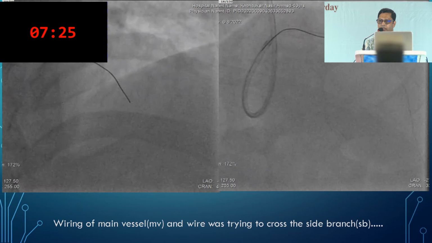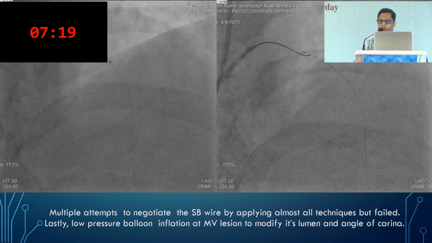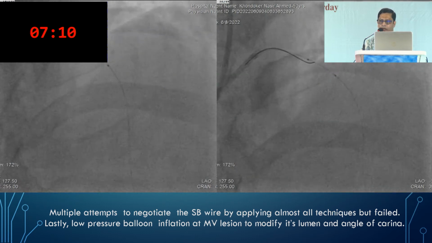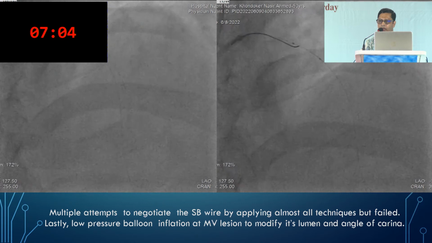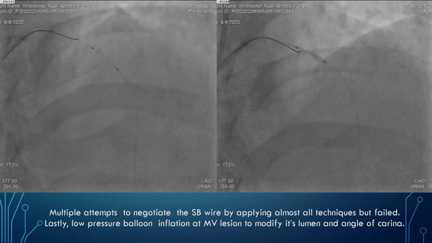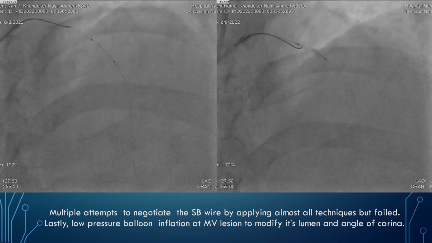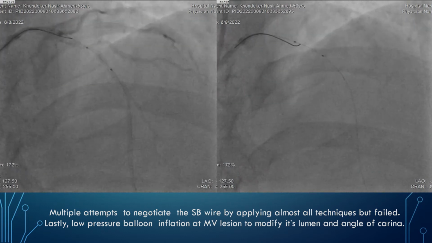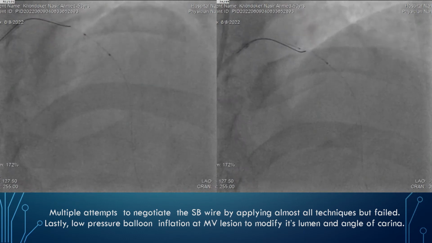Wiring of the main vessels, and wiring was tried to cross the side branch. Multiple attempts to negotiate the side branch, but failed to cross the lesion. And lastly, low pressure balloon dilatations of the main vessel, and it was thought that it might change the carina, the bifurcation angle, as well as the lumen of the main vessel. I tried all the maneuvers written in the textbooks, but I failed to cross the lesion to the side branch.